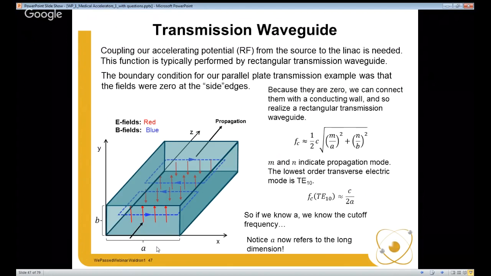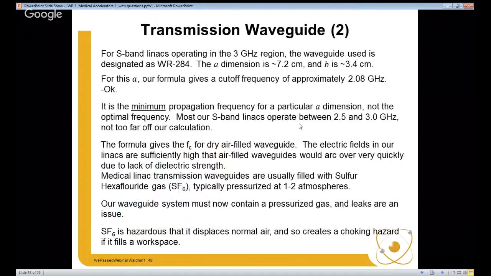Notice that compared to my previous slide, the long side of the rectangular tube is now A, before it was B. And basically, the frequency of propagation depends upon the width of A. So if we look at a transmission waveguide for a 3 gigahertz TE0 mode, the A dimension is about 7.2 centimeters, the B dimension is about 3.4 centimeters. According to our formula, this gives a cutoff frequency of about 2.08 gigahertz. That's the minimum frequency, so as long as we're above that, we should be fine.